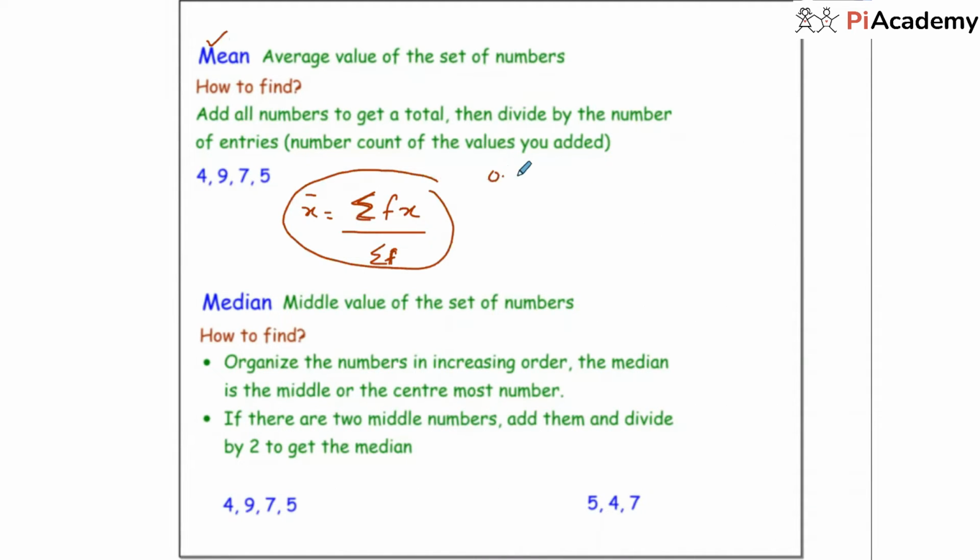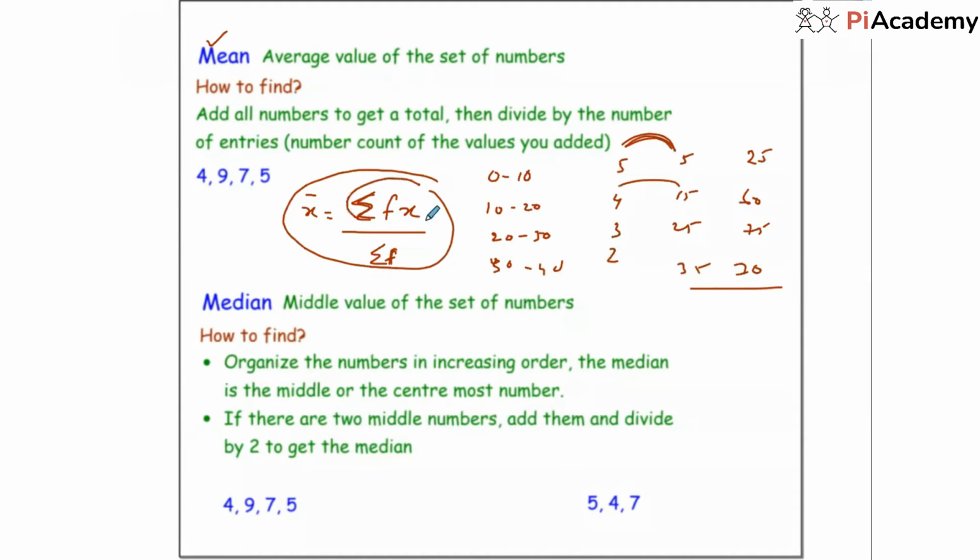For example, you have frequency, for example, classes 0 to 10, 10 to 20, 20 to 30, 30 to 40, and so on. And then you have frequencies 5, 4, 3, 2, and then you find mid values: 5, 15, 25, 35. And then you find fx. 5 times 5 is 25. 4 times 15 is 60. 3 times 25 is 75. 2 times 35 is 70.